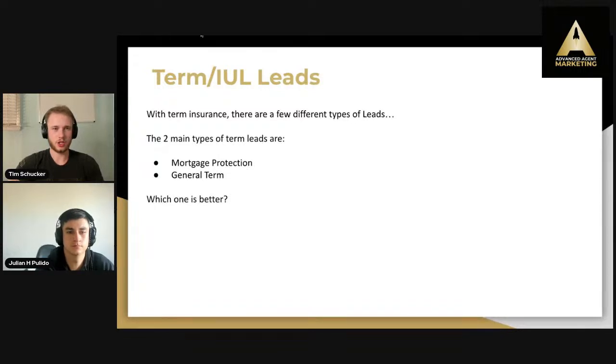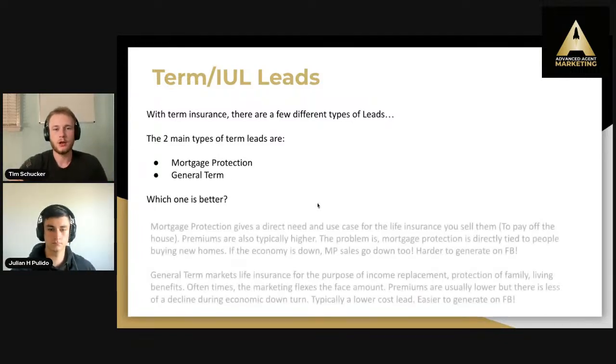So whenever it comes to generating term leads and IUL leads, with term in general, you're going to see people that are doing either mortgage protection or they're just advertising term in general. And then with IUL, you're going to see a couple different ways that people advertise it. You get the tax-free retirement people. There's some other stuff that's mixed in there as well, right?